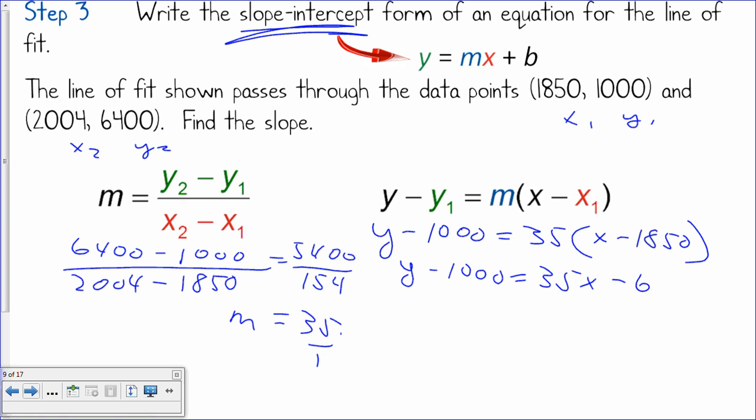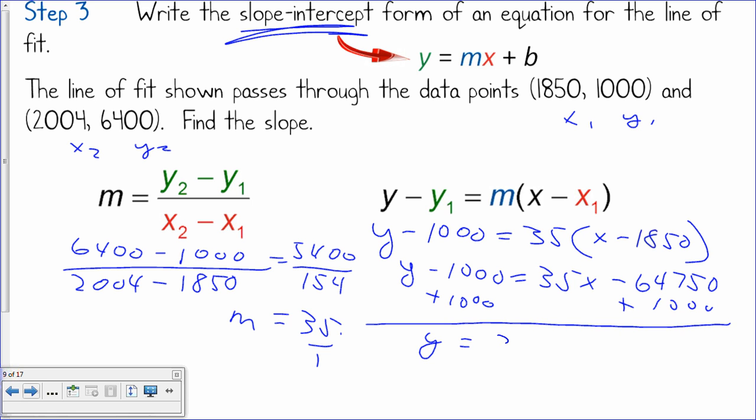64,750. Then what? Add 1,000. What's that end up giving me? No, should be 63, shouldn't it? 750.